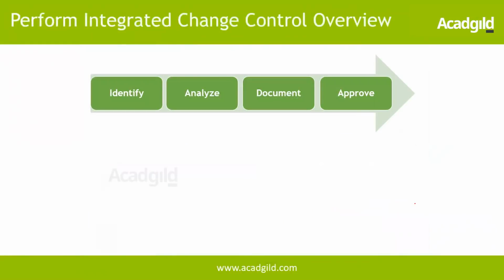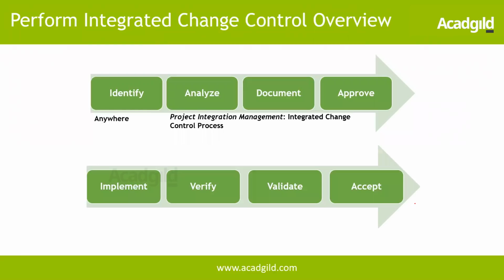The key steps are identify the change, analyze the change, document, and approve. The change could come from anywhere. Here, analyze, document, and approve are part of your integrated change control process. Then now, what is the next step?